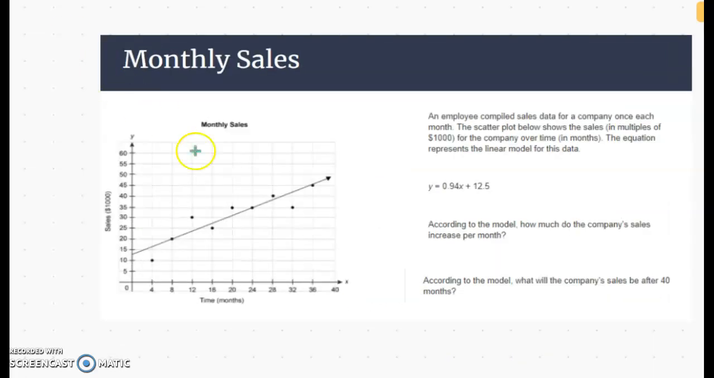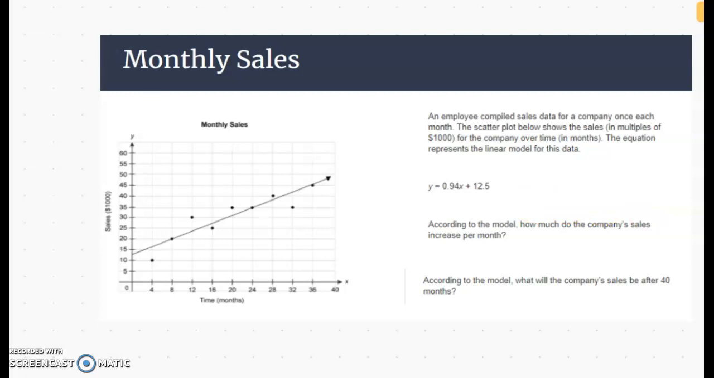Alright, let's look at another one here. This time it's monthly sales, where the y-axis is the sales in thousands of dollars, and the time is over months. Alright, so it says an employee compiled sales data for a company once each month. The scatter plot shows the data, the sales in multiples of 1,000 for the company over time. Here's the equation: 0.94x plus 12.5.